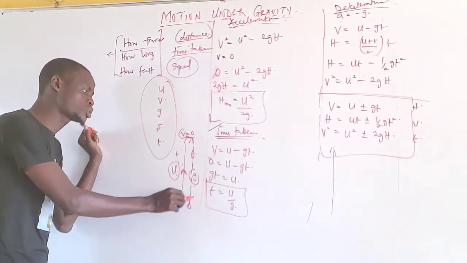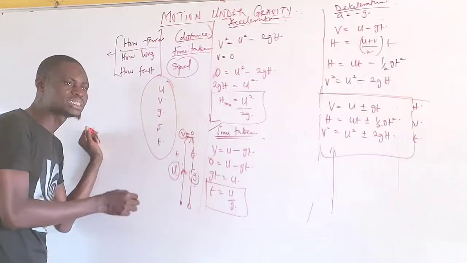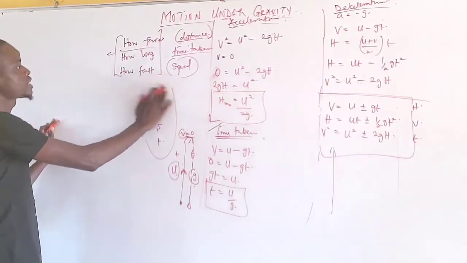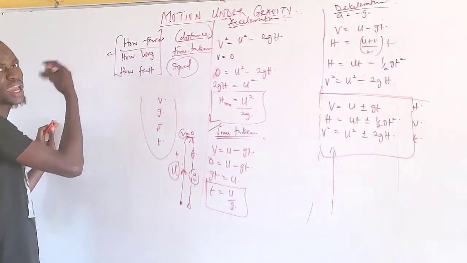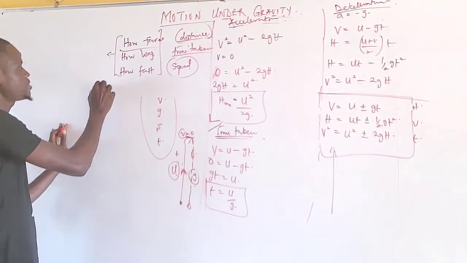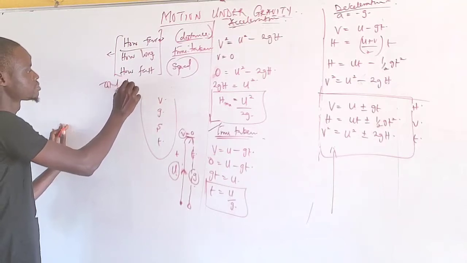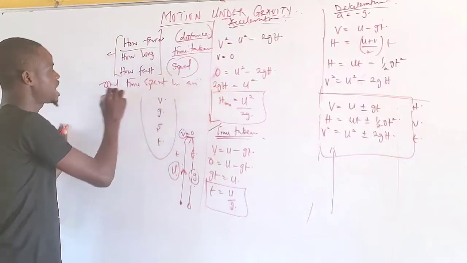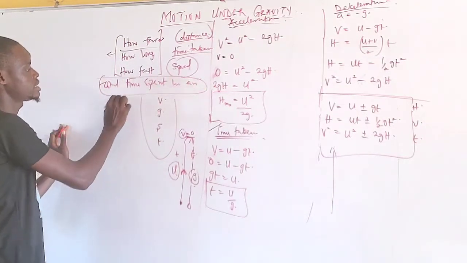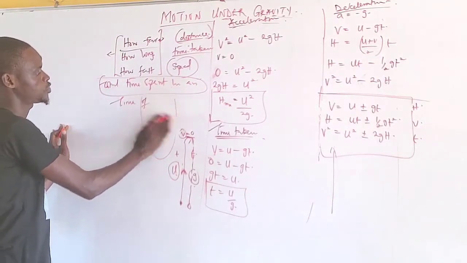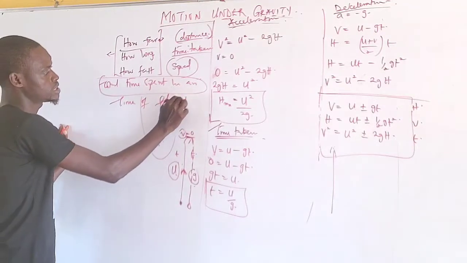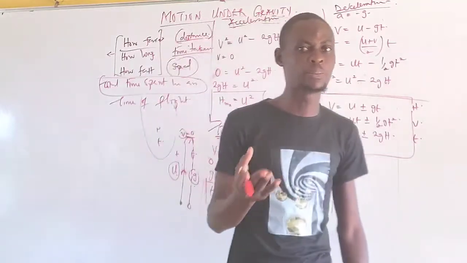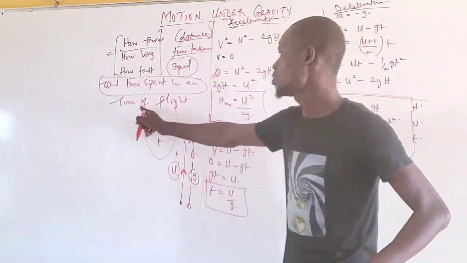So we can easily say the total time here, we can take it as the total time spent in air. They can give a question where they say, find the total time spent by the body in air. What they are referring to here is simply the time of flight. So you can use the English like this: what is the total time spent by the body in air? What they are asking is to calculate the time of flight.